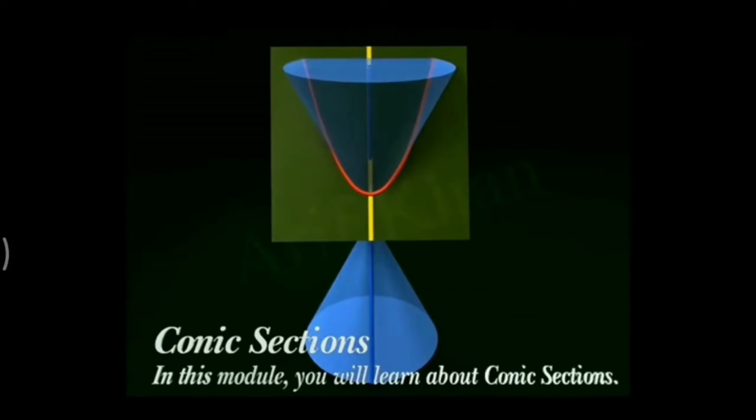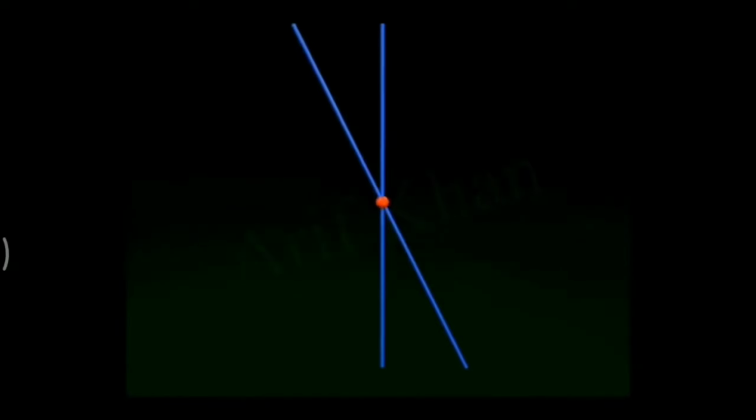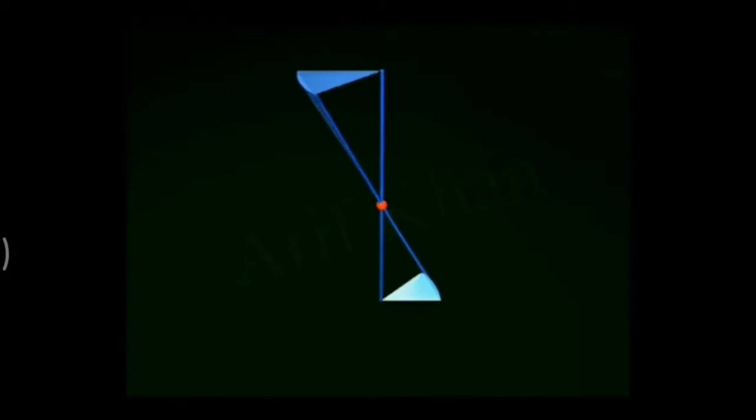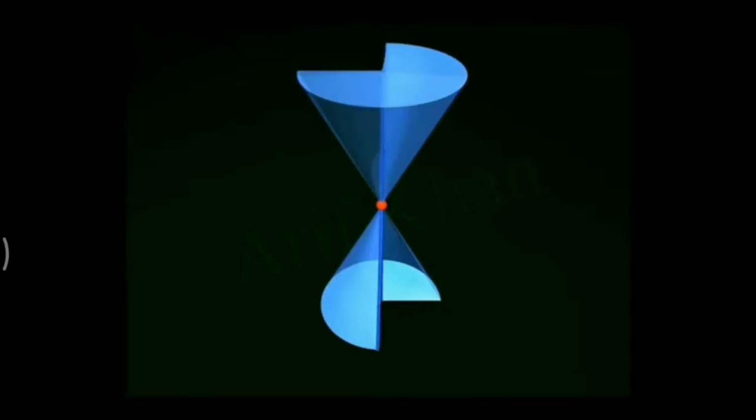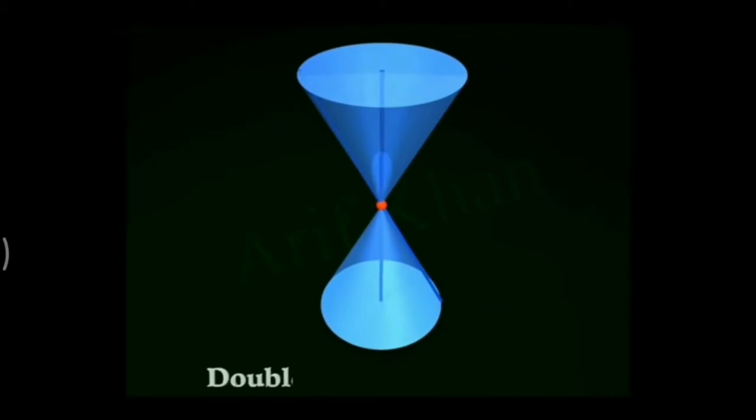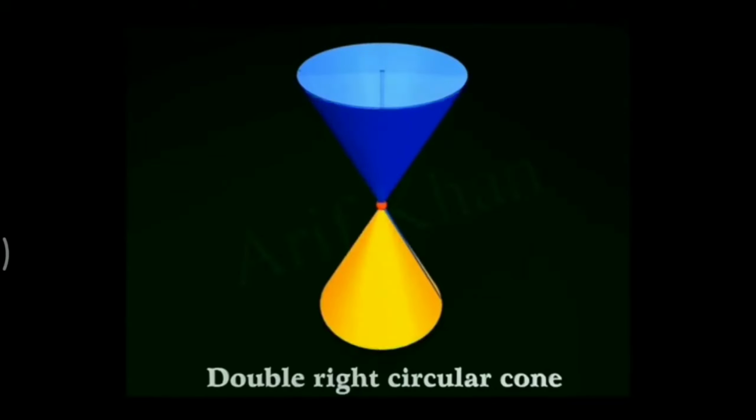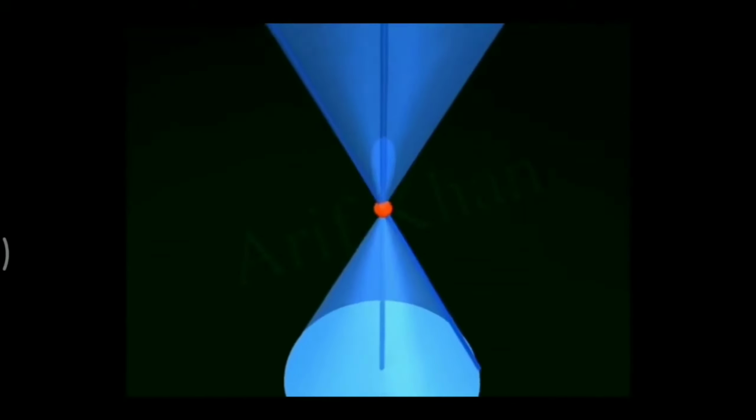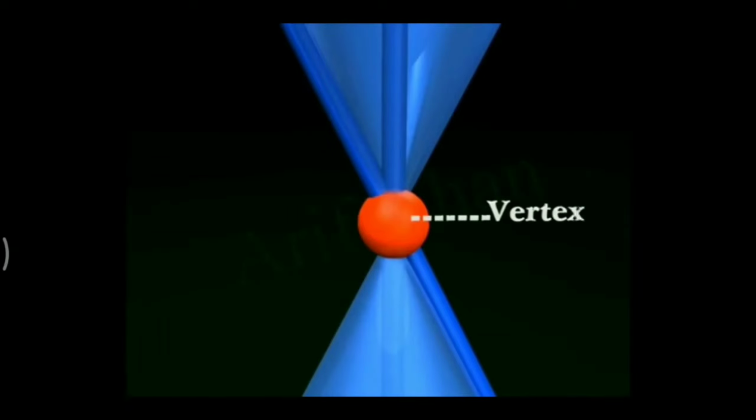Conic sections. In this module, you have learned about the conic sections. When a straight line intersects the vertical line at a fixed point and rotates about that fixed point, the surface so obtained is called a double right circular cone. A double right circular cone consists of two cones joined at a fixed point called the vertex.